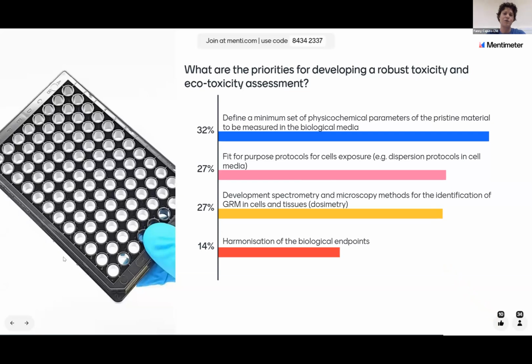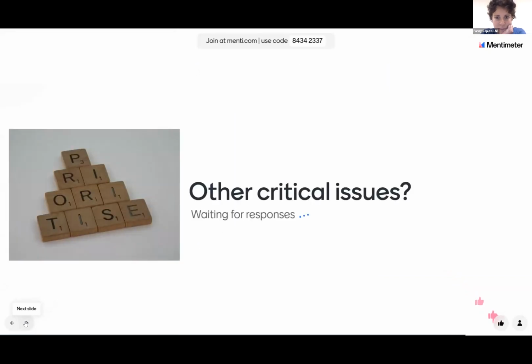And I will give you 30 seconds more. We are almost at the end. We have a few questions to go, and then we will start with the round table. I will then now shift to the next one.